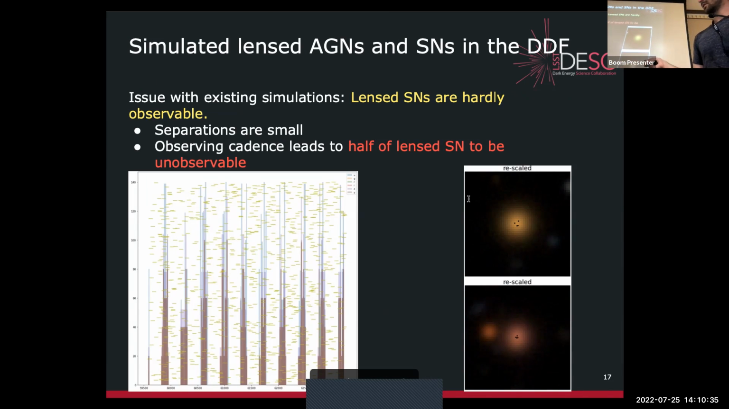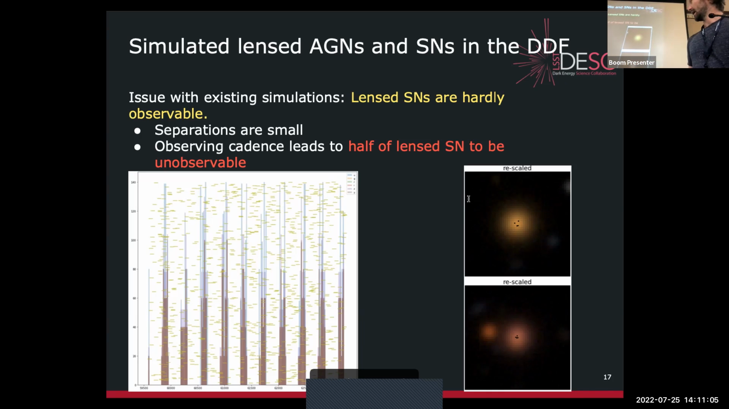On this plot on the left, the yellow bars show you the explosion, basically, of the supernovae that have been put in these simulations. And so you see that actually only about half of them end up having points when there has been observations simulated in the DDF. So it's a little bit sad. Half of what's been simulated is not being observed, but it still leaves us with a whole lot of images to play with.